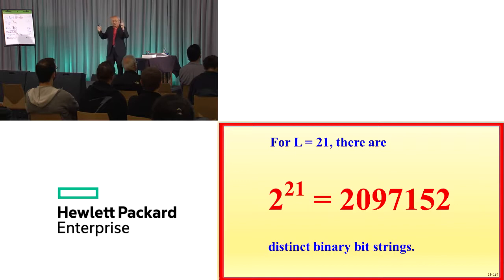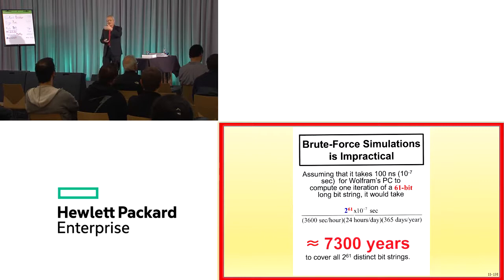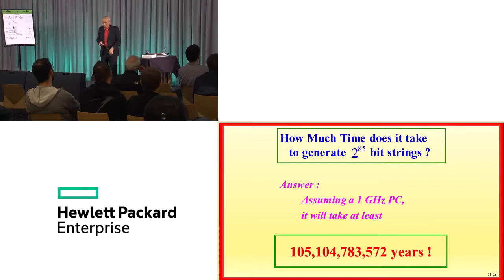Okay, and one of them, of course, would be this one that Wolfram didn't know, but essentially Wolfram would have to sit through that many things. And no one would have enough patience to do that, of course. So this is why, if you do brute force simulation, you are going to miss so many things. For example, for 61 bits, you may think 61 bits is quite short, but if you use a PC, say 100 nanoseconds to make one iteration, it would take 7,300 years. If you have 85 bits, which is quite reasonable, you would need 105 trillion iterations.